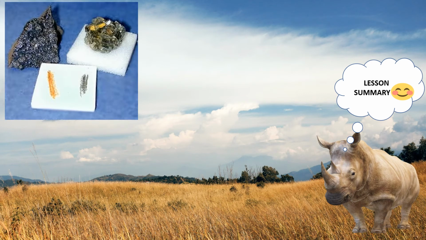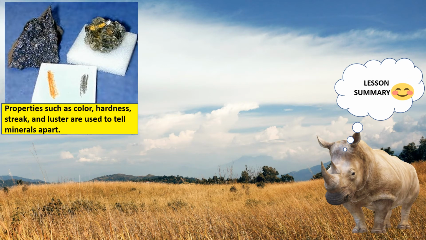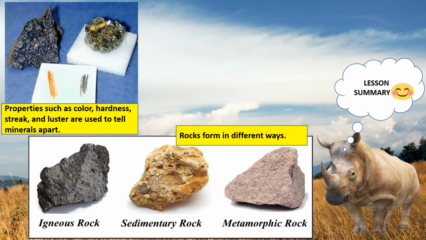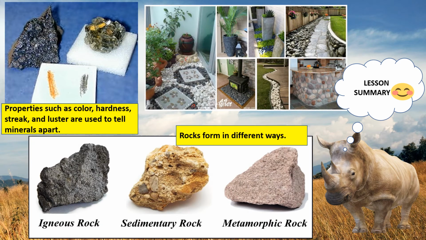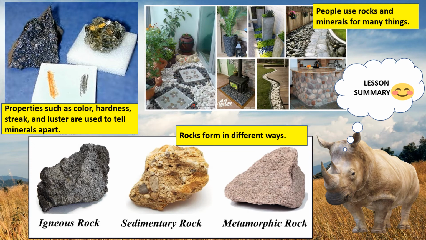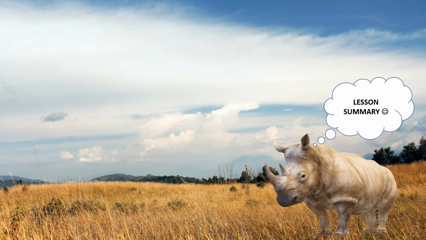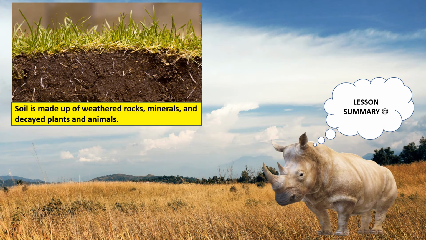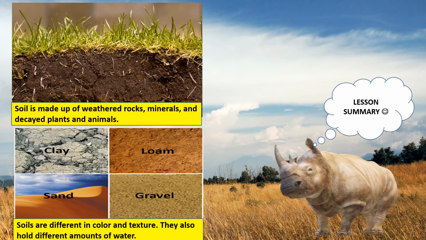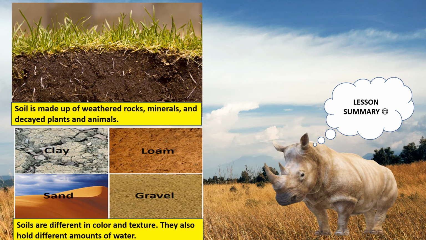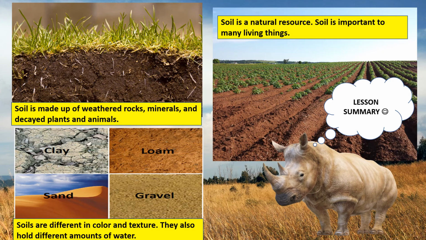Properties such as color, hardness, streak, and luster are used to tell minerals apart. Rocks form in different ways. People use rocks and minerals for many things. Soil is made up of weathered rocks, minerals, and decayed plants and animals. Soils are different in color and texture. They also hold different amounts of water. Soil is a natural resource. Soil is important to many living things.